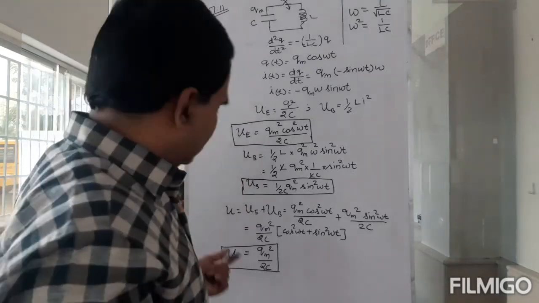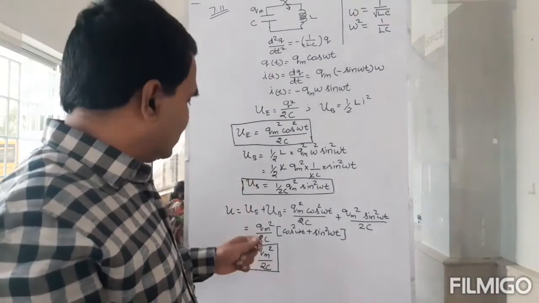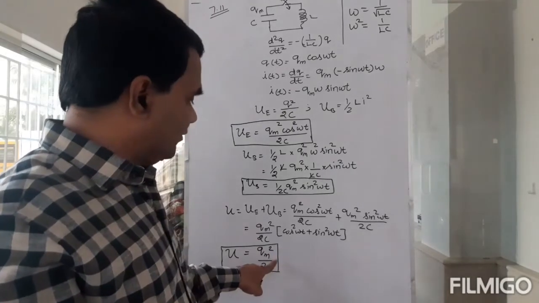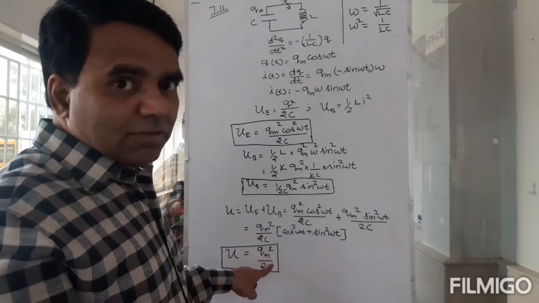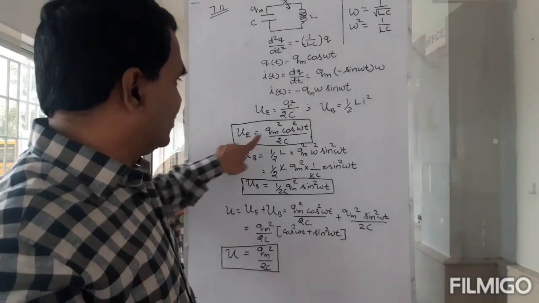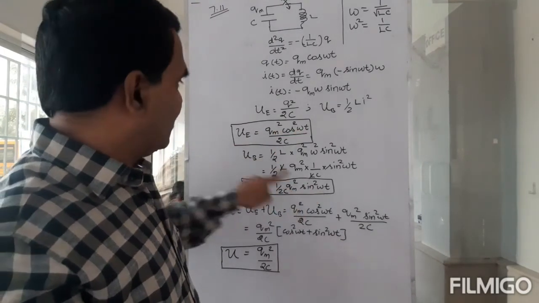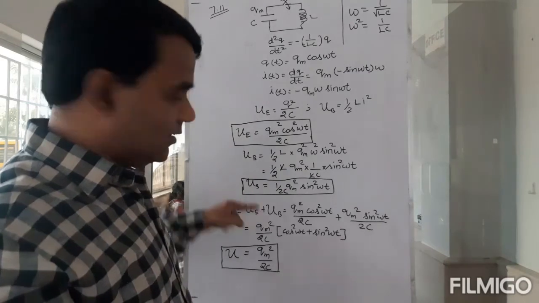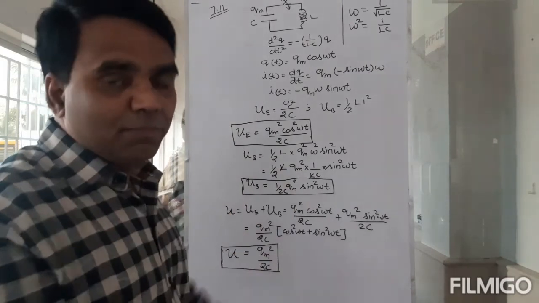So this is the total energy at any time. You see, it doesn't have t in the expression. It's a constant one. So this doesn't change with time. UE will change with time, UB will change with time, but the sum of UE and UB will always be Qm squared by 2C at any point in time.